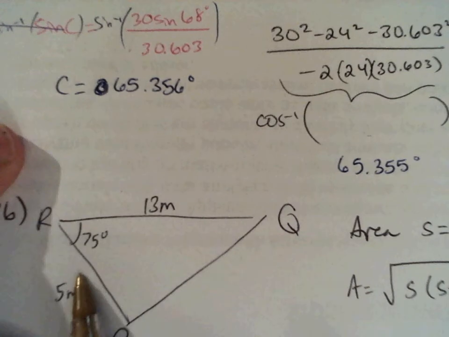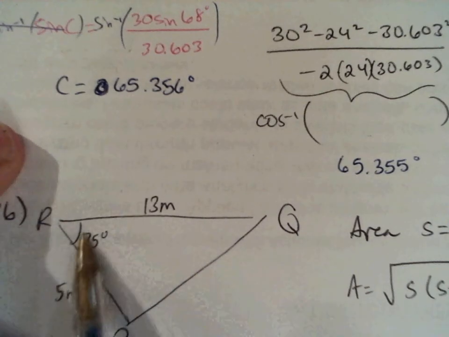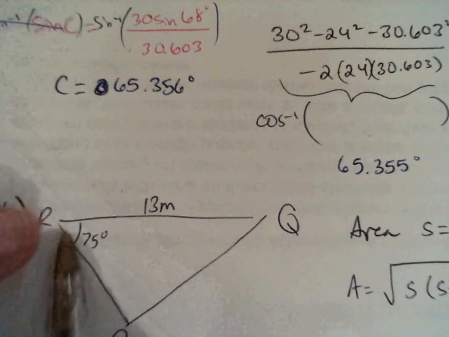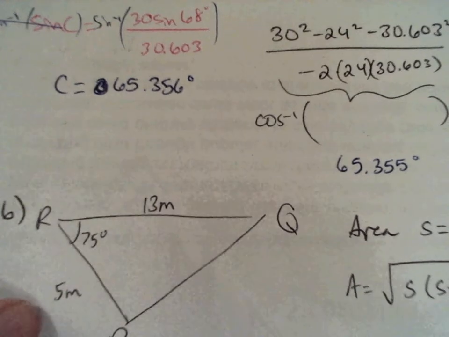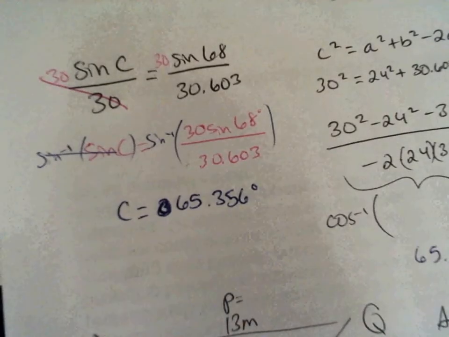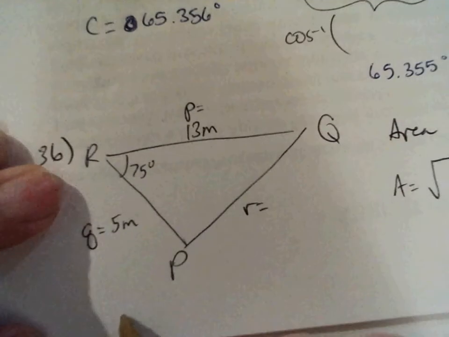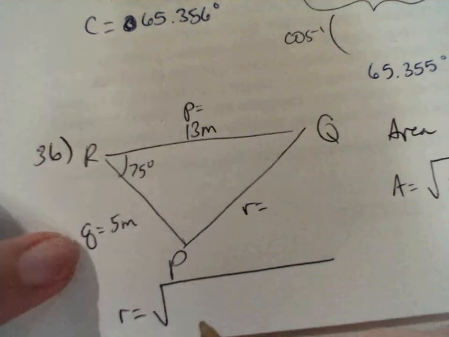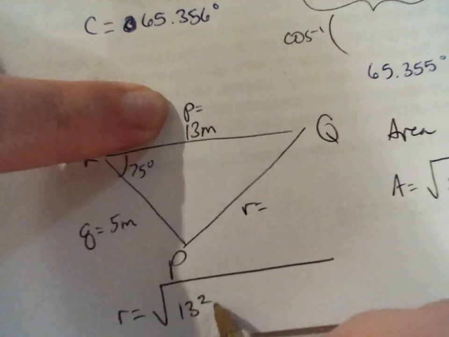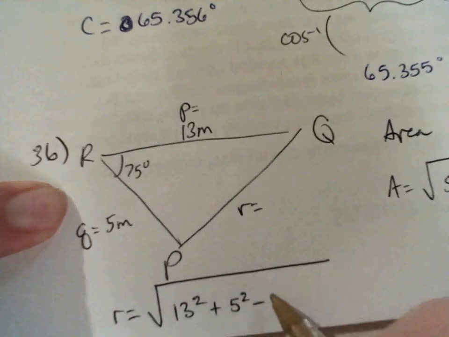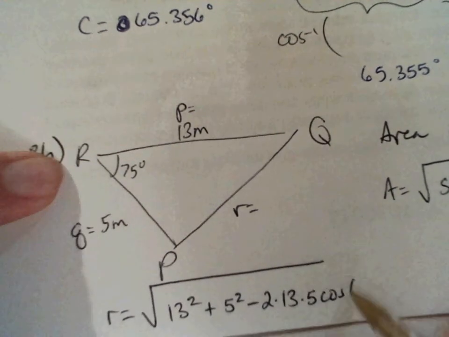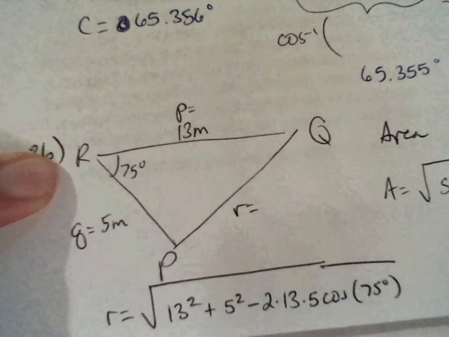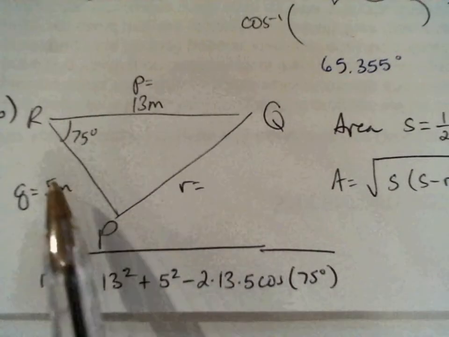Alright, so here's the thing. In order to figure out the area using Heron's formula, I need all 3 side lengths. I have 2 side lengths and the included angle, not an angle and a side pair. I don't have angle R and side R, or angle P and side P. I have angle R and then side P and side Q. So I'm going to do law of cosines to solve for side R. R equals the square root of P squared plus Q squared minus 2 times P times Q times the cosine of the included angle R, which is 75 degrees.